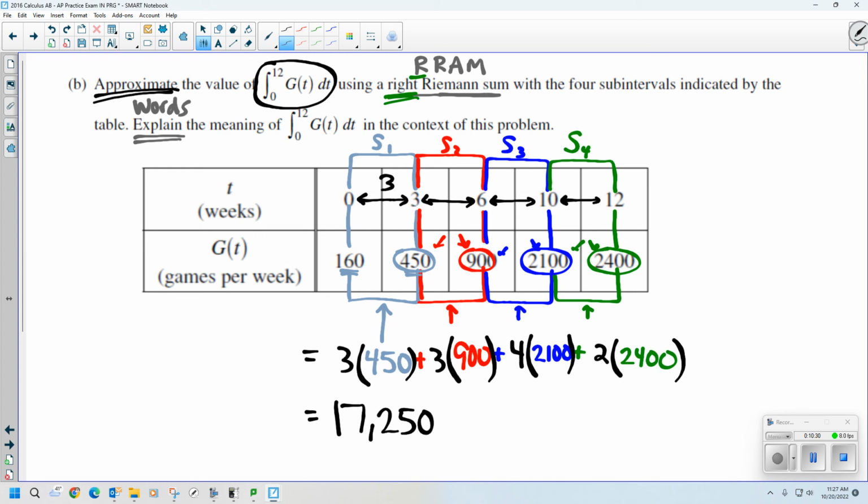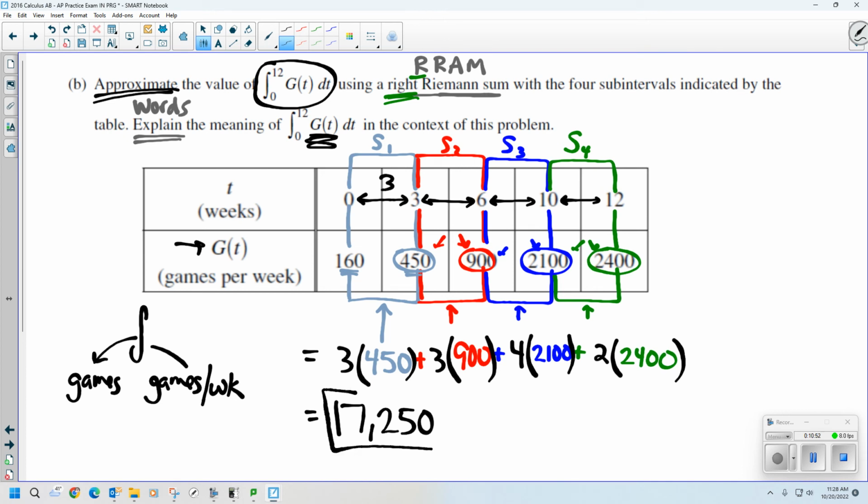I have written this time and time again. If I integrate my rate, we're integrating the rate, games per week. If I have games per week and I integrate it, I'm going backward, that just gives me the unit, which is just games. So that's 17,250 games.